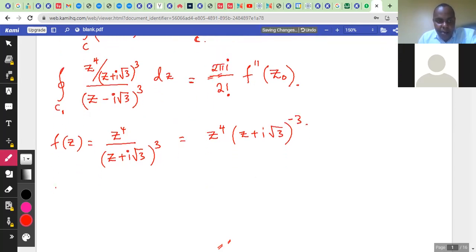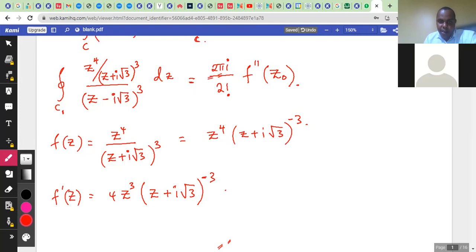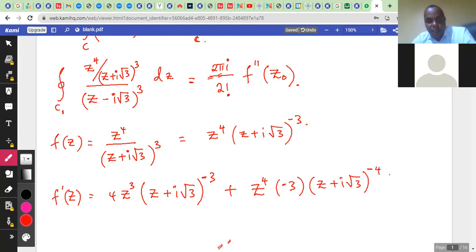So the f prime of z is 4z cubed, times (z plus i root 3) to the power negative 3 multiplied by... And then we keep the z to the power 4, and then we find the derivative of (z plus i root 3) to the power negative 3, which is negative 3 times (z plus i root 3) to the power negative 4.